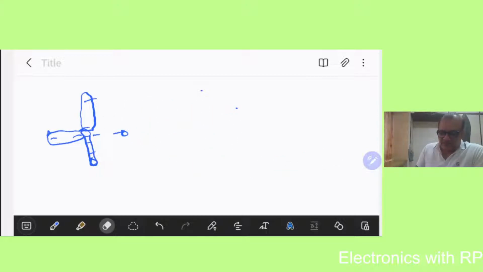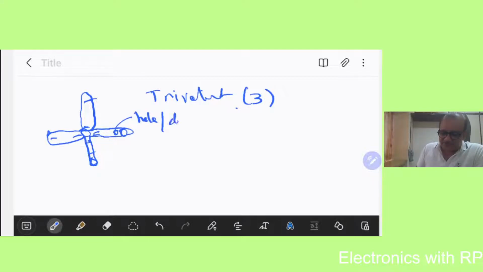Similarly, when we add a trivalent impurity having 3 electrons in its outermost orbit, what happens is these 3 electrons pair up with the semiconductor, and there is a deficiency of electron here, which is known as a hole, which is a deficiency of electron.